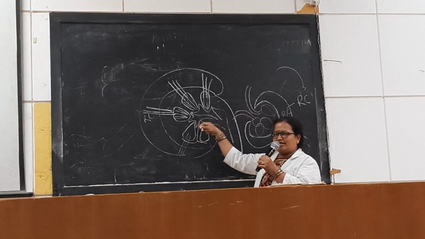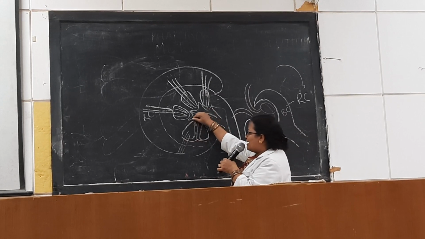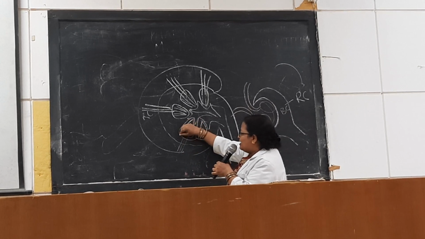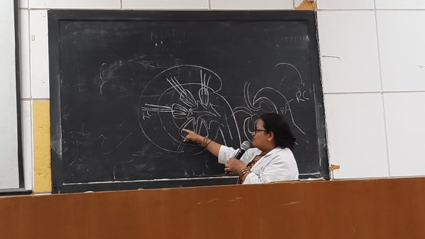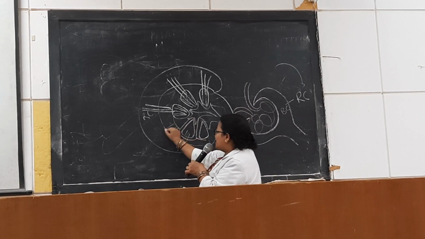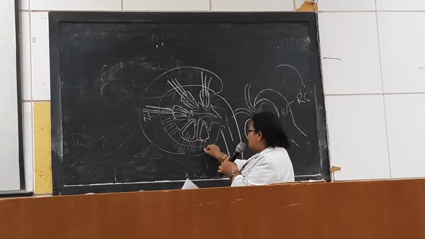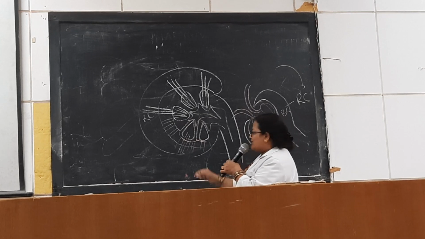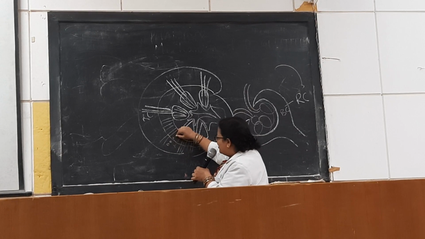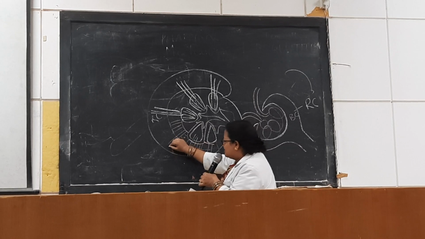Each segmental branch in turn divides into interlobar branches. These interlobar branches continue till the base of each pyramid and divide dichotomously to form the arcuate arteries. From the arcuate arteries, many interlobular arteries arise, and these interlobular arteries give the afferent arterioles to the renal corpuscles.